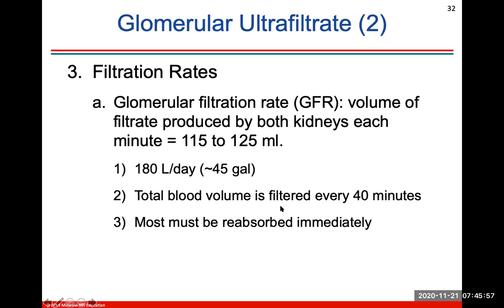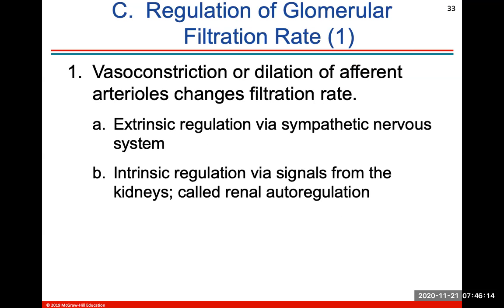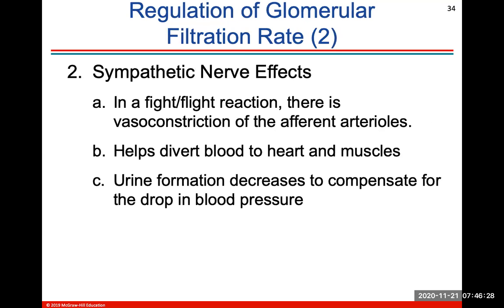Your total blood volume is filtered every 40 minutes, and most must be reabsorbed immediately further on down the system. So this is why people with kidney disease have to go through dialysis, because if their kidneys are not doing the normal filtration rate, they need help doing that in dialysis. Your afferent arterioles can be constricted or dilated, and that'll change your filtration rate, the amount of blood going through the glomerulus. And this is intrinsically or extrinsically regulated.